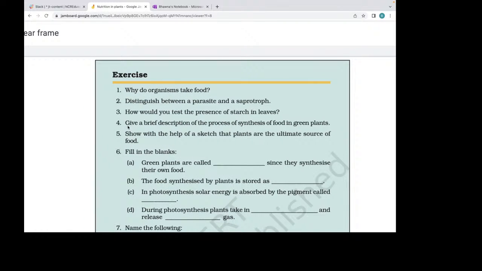Now the fourth one is: give a brief description of the process of synthesis of food in green plants, which is photosynthesis. So they need to know about photosynthesis. What did we study in photosynthesis? We studied that green plants have a green pigment called chlorophyll. With the help of chlorophyll and in the presence of sunlight, plants make food, and they also use carbon dioxide.